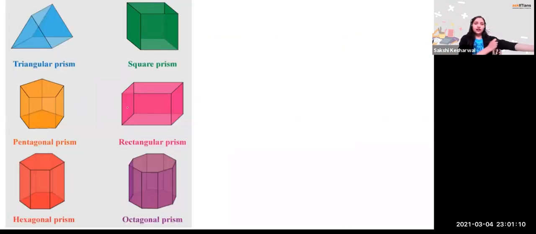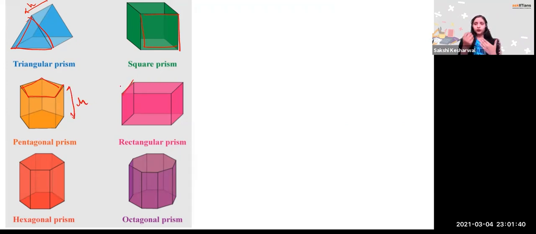So let's see the types of prism. Here the base is what, beta? A triangle, so we say this is a triangular prism. Here the base is a square, so this is a square prism, and then you have given the height, right? This is the height. Now, if you see that the base is a pentagon, we say this is a pentagonal prism, and this one is the height, right?